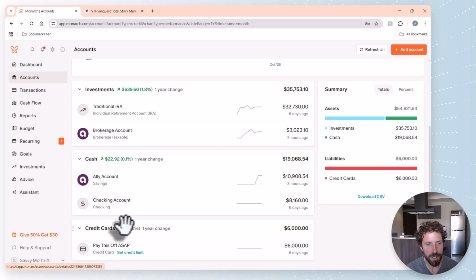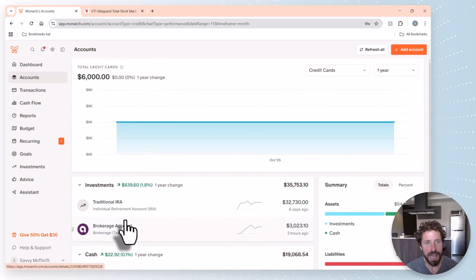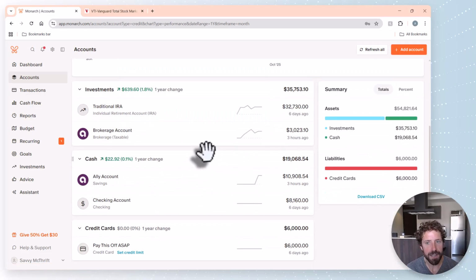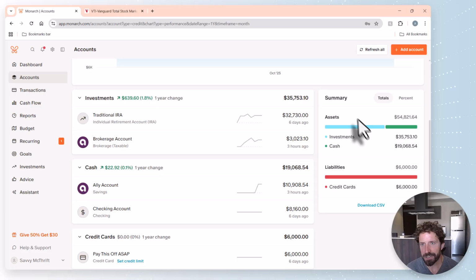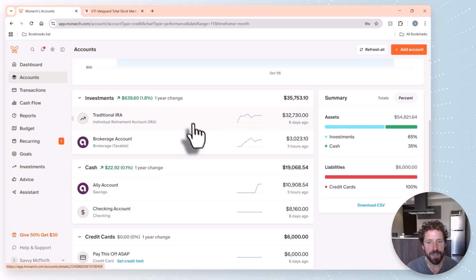And then, of course, we have our credit cards and the famous pay-this-off-ASAP credit card company right here. Obviously, we want that to go more down to zero, but really nice just to have the graphic up here and then the breakdown of the accounts. And this is the same information as you're seeing in the graph. You're just seeing it in a summary format over here.